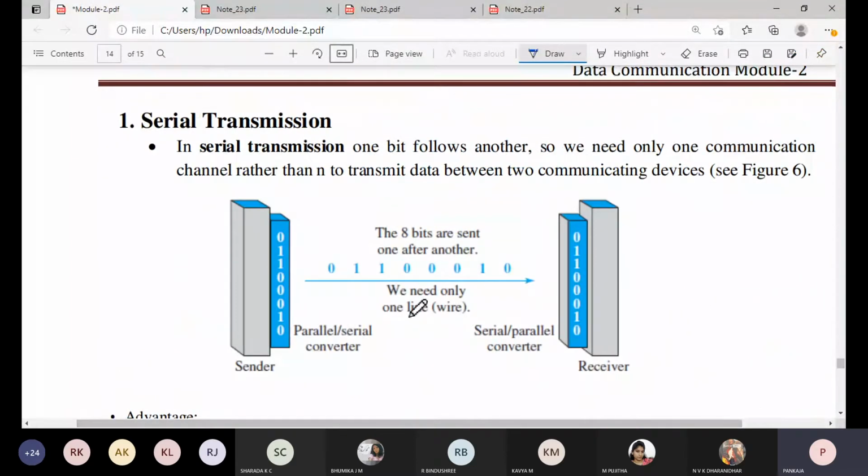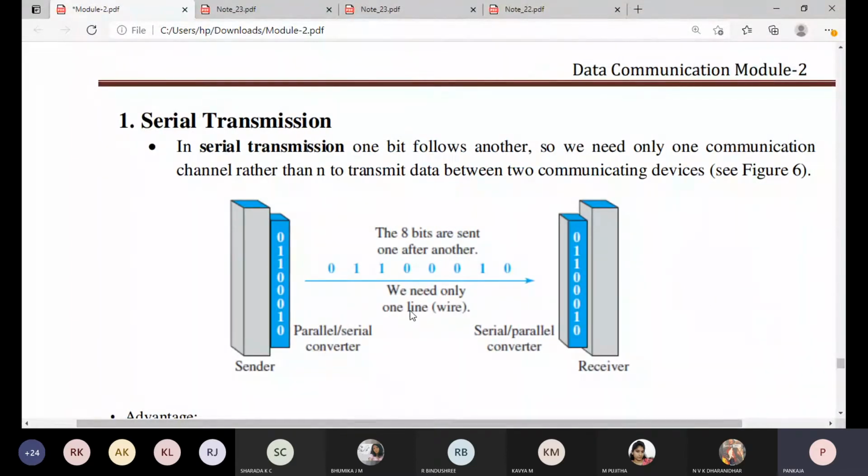So what does this serial transmission tell? Serial transmission, the name itself tells serial. Serial means one by one. One bit follows the other. We need only one communication channel, instead of n, to transmit data between two communicating devices. So you don't need n transmission lines here. If it is only one line, you can send the data.